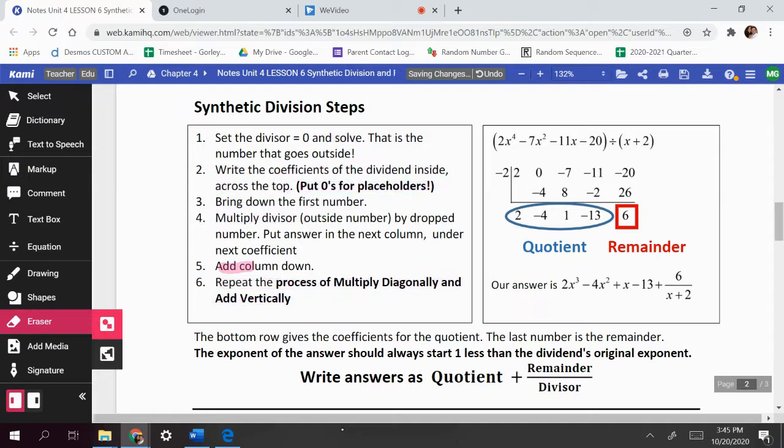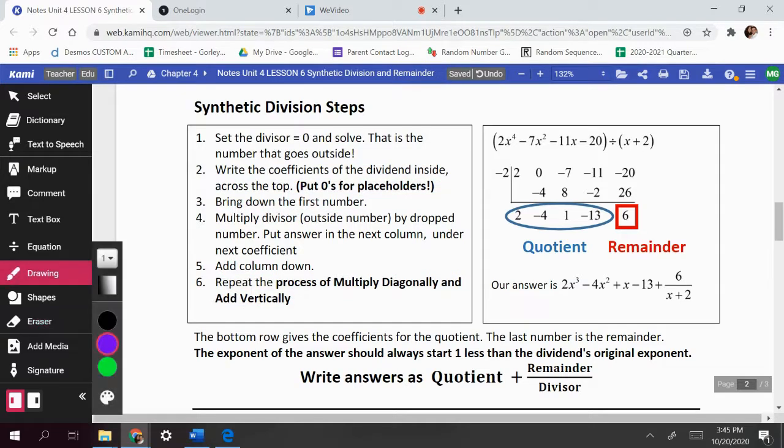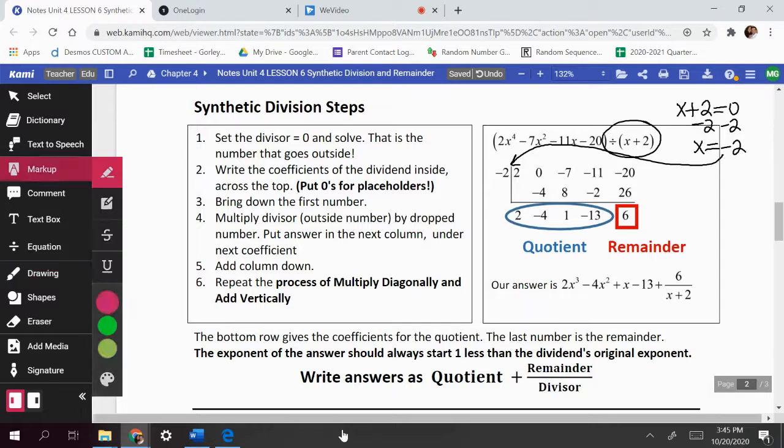Okay, so like I said, this isn't going to make a whole lot of sense till we do an example. If we look over here, see how my divisor is x plus 2? It is linear, and it has a leading coefficient of 1. So I would set my divisor equal to 0 and solve. We get x equals negative 2. That's how I know what to put up here outside. So that's what we did, set the divisor equal to 0. That's the number that goes outside.